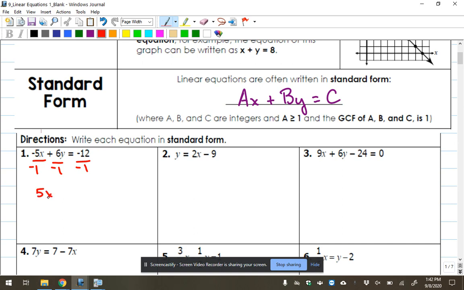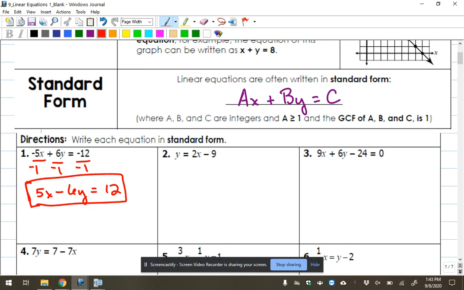And that gets us 5x minus 6y is equal to 12. And that is now standard form. The A is positive. A, B, and C can't be divided by anything else. There are no fractions or decimals in there, so we're good. No, you don't have to solve anything. You're just trying to get it into that form. That's one of the things with this lesson. It's kind of weird because you're not getting an answer. You're getting an equation in a particular form.